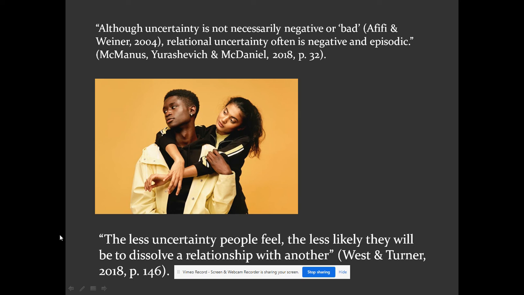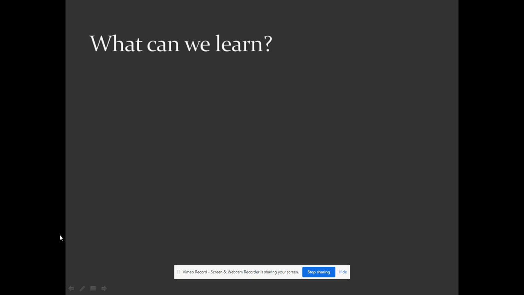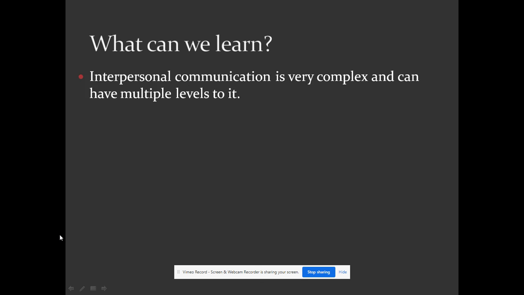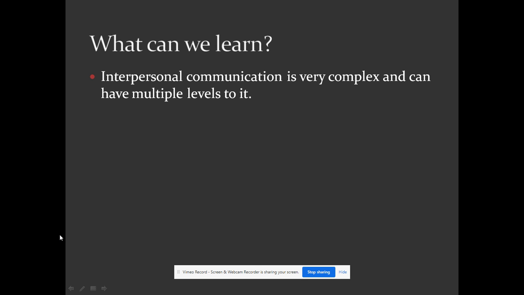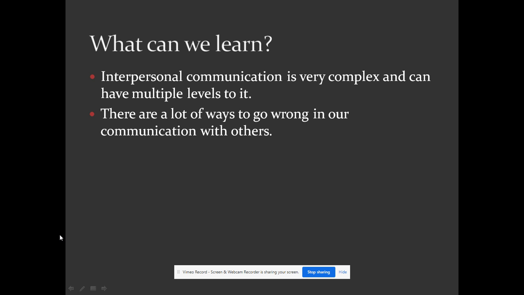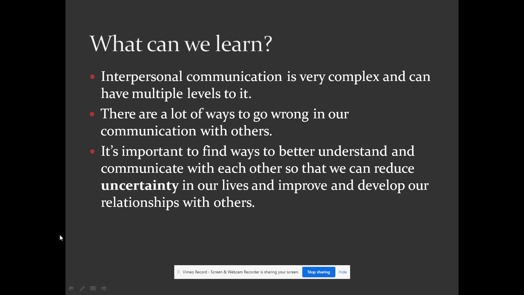Another concept that could have helped would be if Summer better understood how Tom communicated, in a low context way, and if Tom better understood how Summer communicated, in a high context way. I learned from researching this concept and analyzing the scene for 500 Days of Summer that interpersonal communication is very complex and can have multiple levels to it. There are a lot of ways to go wrong in our communication with others, especially with loved ones, and it's important to find ways to better understand and communicate with each other so that we can reduce uncertainty in our lives and improve and develop our relationships with others.